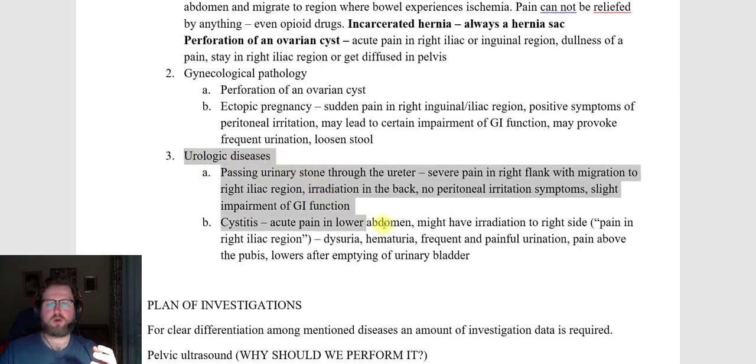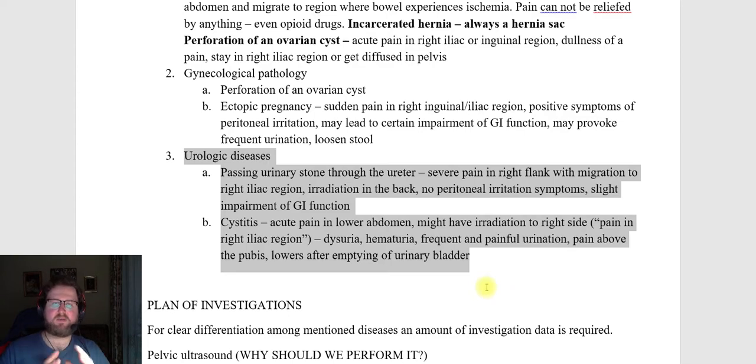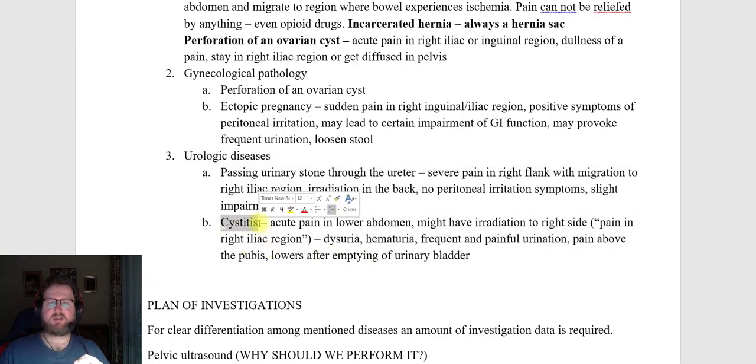Same goes for urological disease. It's quite simple to perform the ultrasound of the kidneys. It's practically always possible to see the calyces of both kidneys. It's possible to visualize what's inside the urinary bladder, if there is urine retention, if there are stones inside the urinary bladder, or in cases of cystitis.